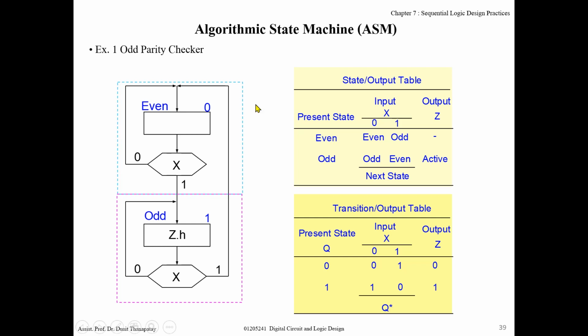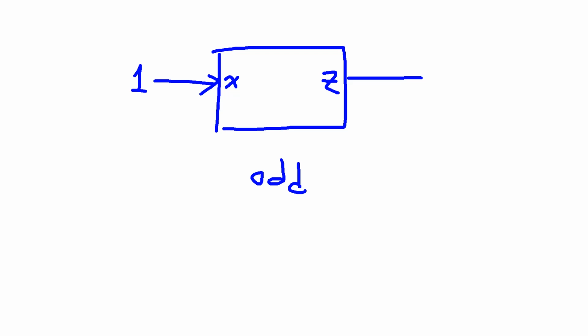Now let's become familiar with the ASM chart. For example, this one, state even, state odd. This one is an odd parity checker. Odd parity checker, do you remember? For this system, maybe something like this. Input X and output Z. For parity, for example, to check whether the number of logic 1 that comes to the input X is odd or not. If yes, output is 1. If no, output is 0.